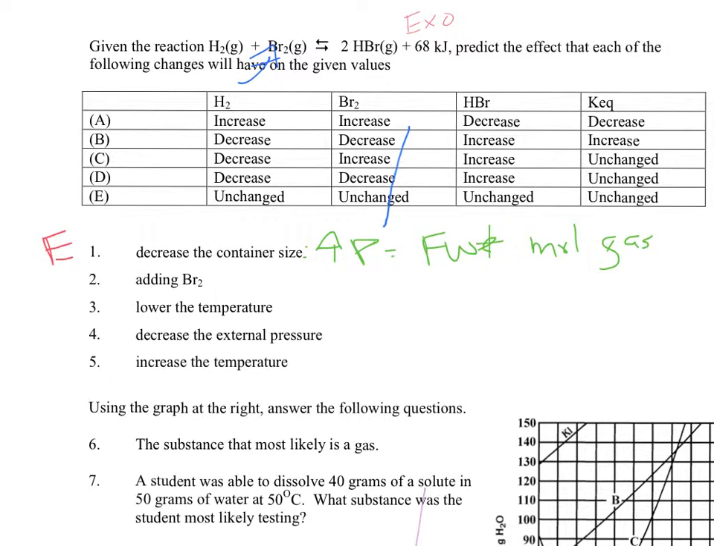All right, if we add Br2, we're going to go towards the products. But what do we know about Br2 as well? Br2's got to go up, right? So it's got to be C.